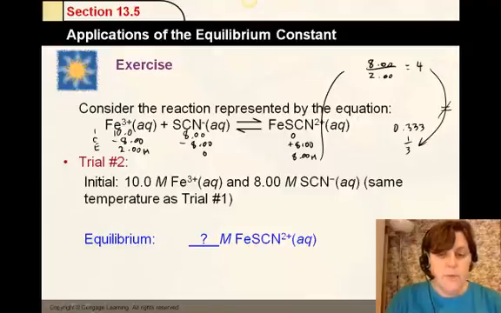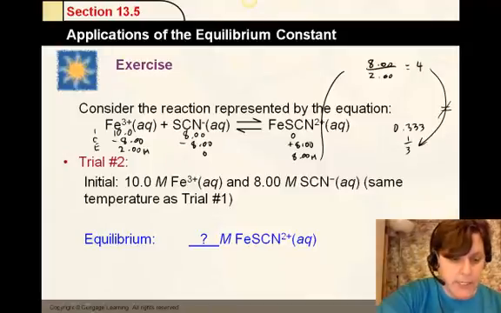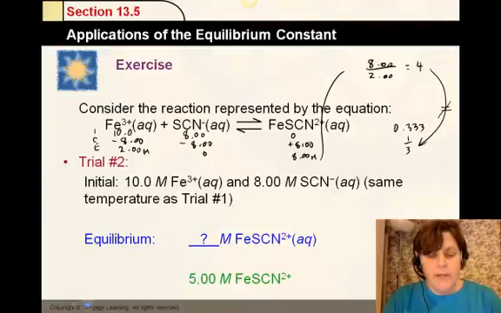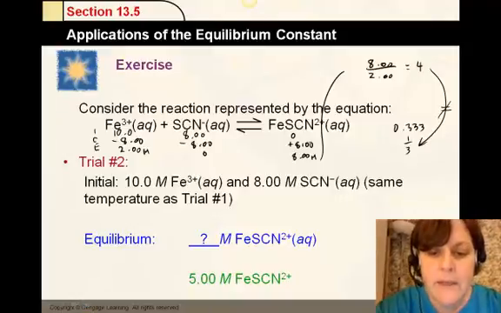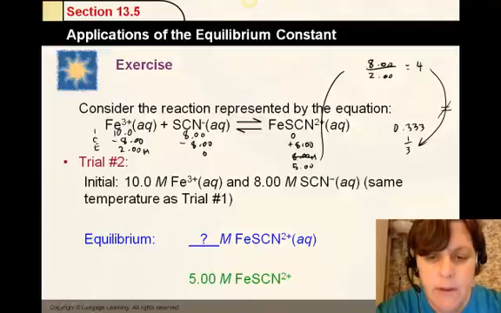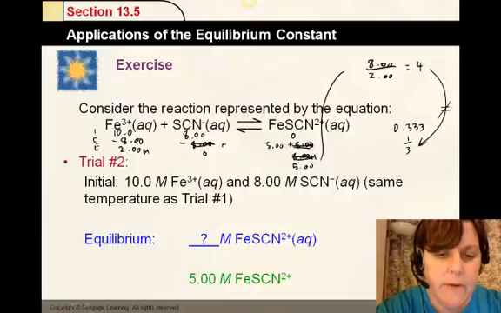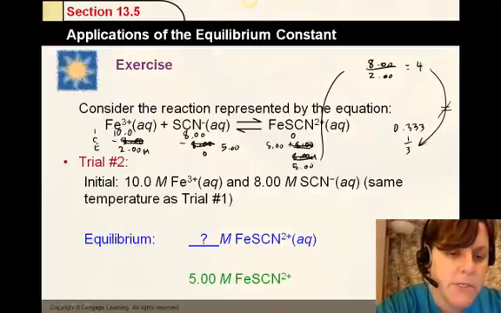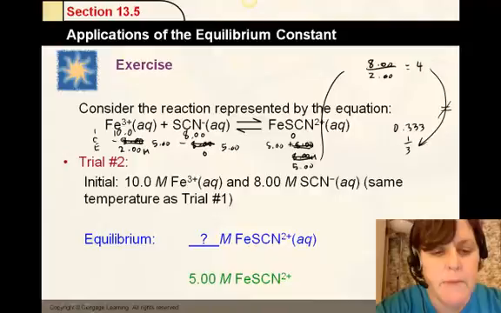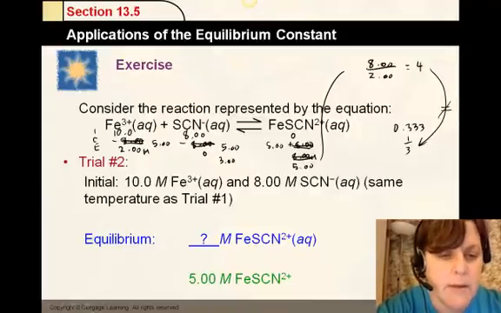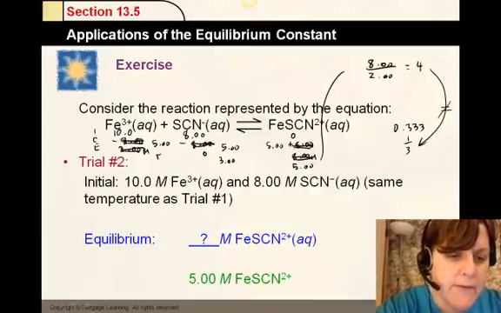So the question is, what is the value of FeSCN? You can solve it using x's, or by trial and error, at least at this point. When you work it out, you can find that the concentration of FeSCN, as I will reveal, is 5 molar. Now, how on earth do they get that? Well, if this is 5, that means the change must be 5, and 5, and also the change must be 5. 8 minus 5 is 3, 10 minus 5 is 5.